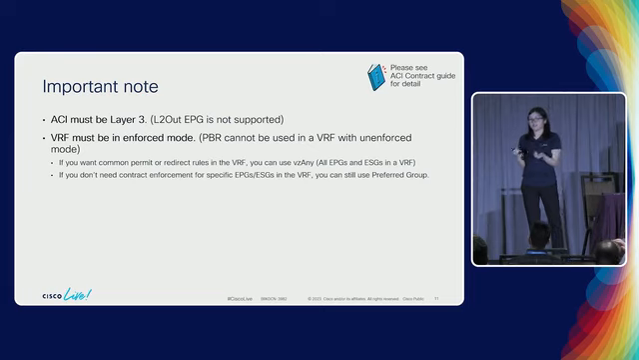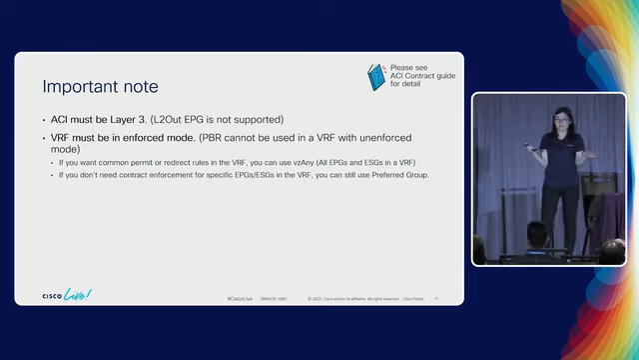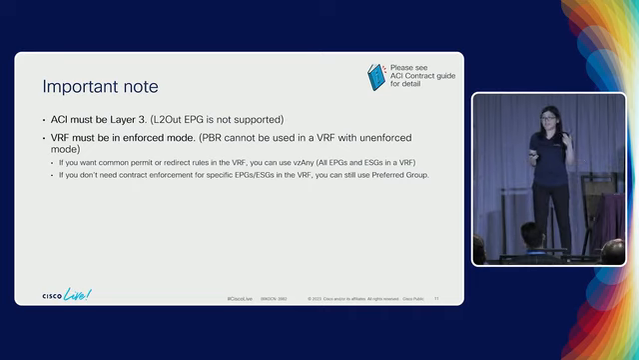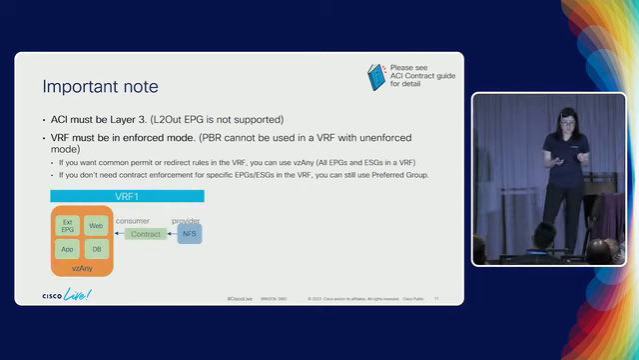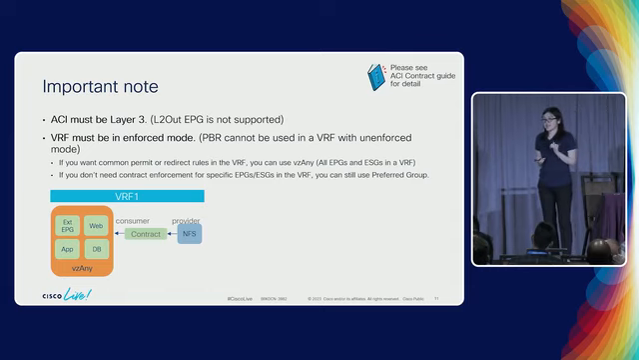Then you might be wondering what would be your option to permit everything. We have VZ any and preferred group as a common approach. I would personally recommend VZ any instead of preferred group, so let me explain the reason why. VZ any is a collection of EPGs, ESGs, and external EPGs in the VRF. So basically, everyone in the VRF belongs to VZ any.